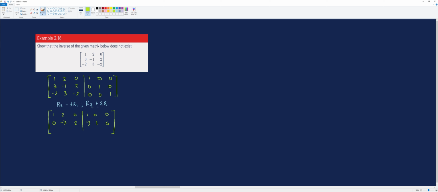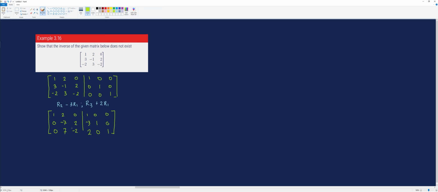For the third row, we will use this operation. So that is negative 2 plus 2 times 1 is 0. 3 plus 2 times 2, that's 4, is 7. And negative 2 plus 2 times 0 is negative 2 still. 0 plus 2 times 1 is 2. 0 plus 2 times 0 is 0. And 1 plus 2 times 0 is 1.